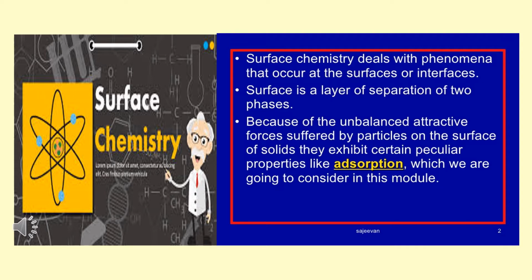Surface chemistry deals with the phenomena that occur at the surface or interfaces. Generally, surface is a layer of separation of two phases. Because of some unbalanced attractive forces suffered by the particles on the surface of solids, they exhibit certain peculiar properties like adsorption, catalysis on the surface. But in this module, we are going to learn about the special process called adsorption. Okay, students?